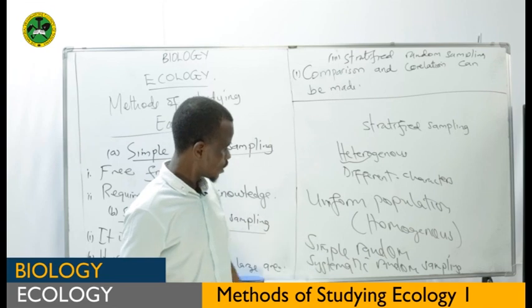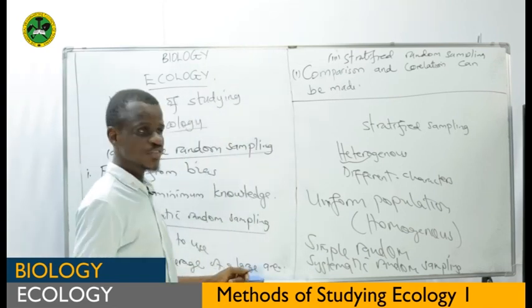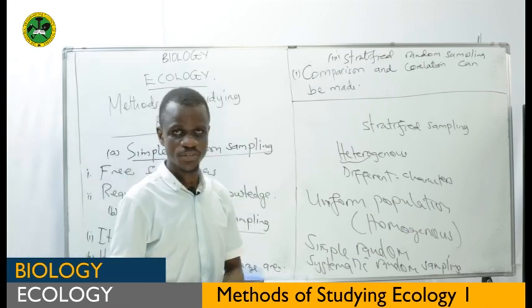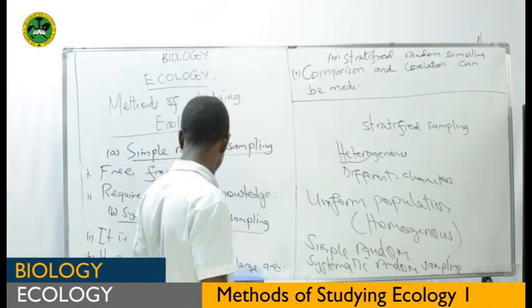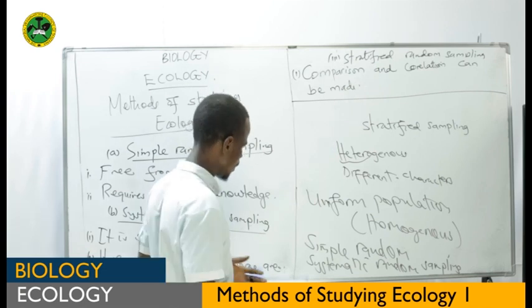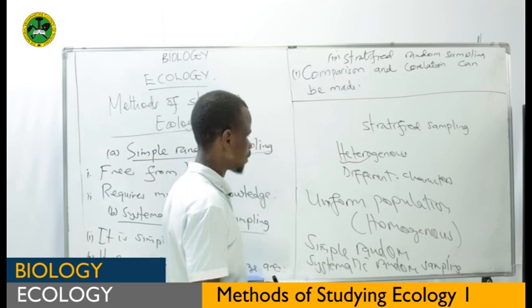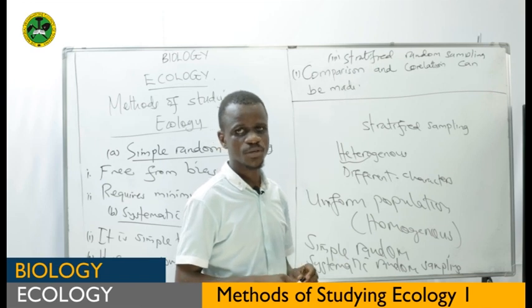Therefore, students, simple random sampling, as we said before, is free from bias, requires minimum knowledge, and also ensures a high degree of representatives. But systematic random sampling, we said, is simple to use, and also it ensures coverage of a large area. You can use this when you are studying a uniform population. That means the population having individuals of the same characters. Hope you are following, my students.